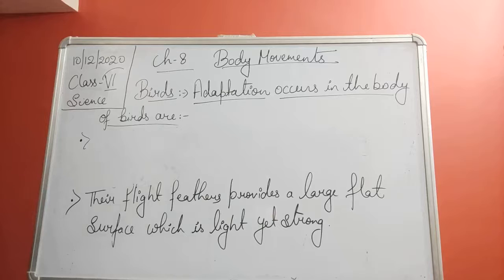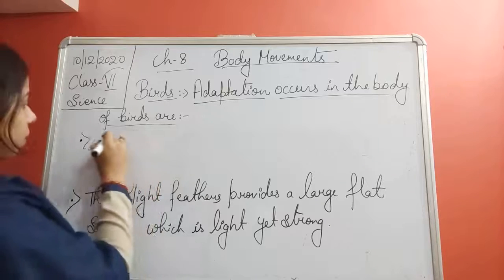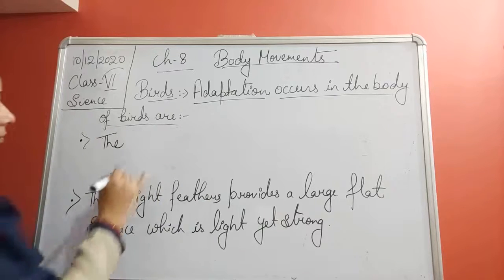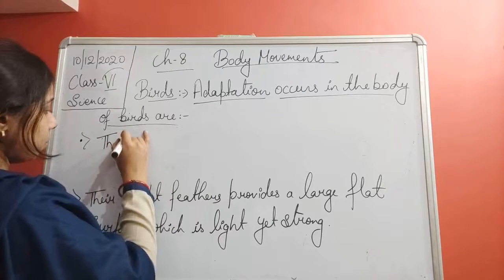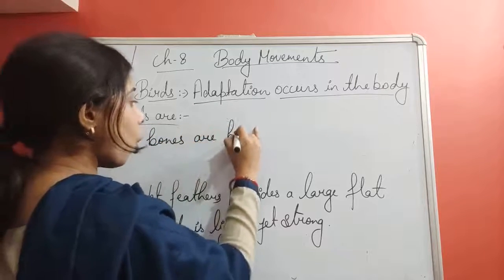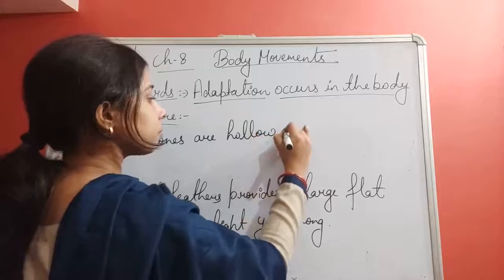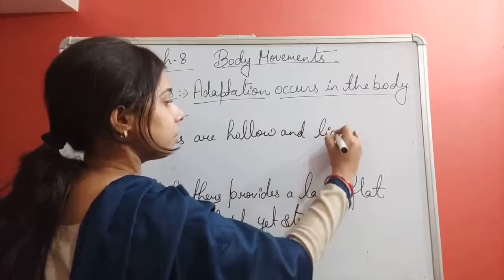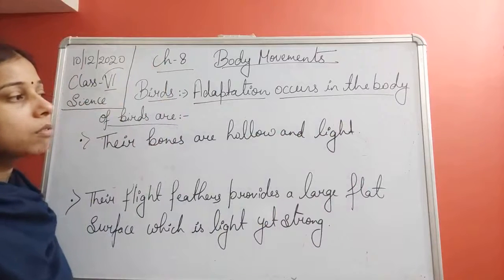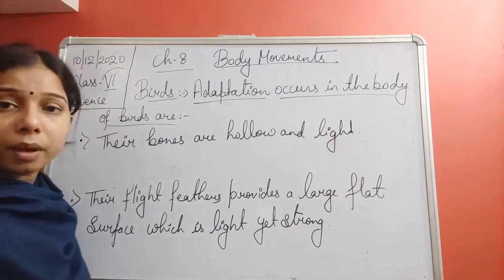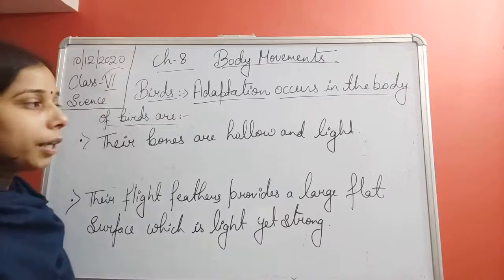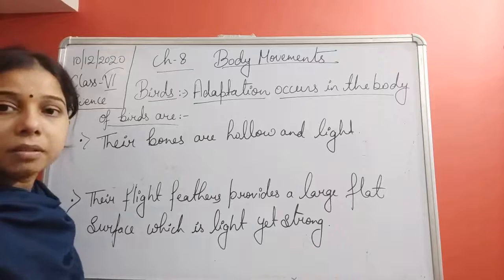So we can write it: their bones are hollow and light. In human beings, and even in other animals, the bones provide mass to the body, due to which our body is not light but heavy.